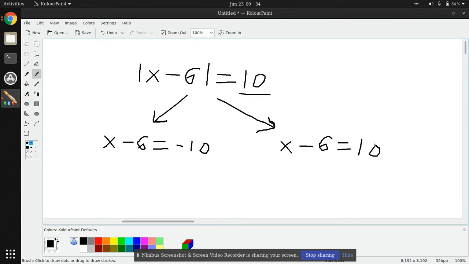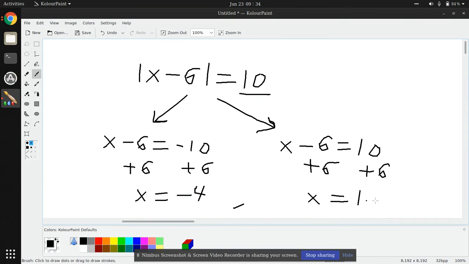Now we solve each of these equations individually. To get x by itself, add 6 to both sides of both equations, to get your final answers of x equals negative 4 and x equals 16.